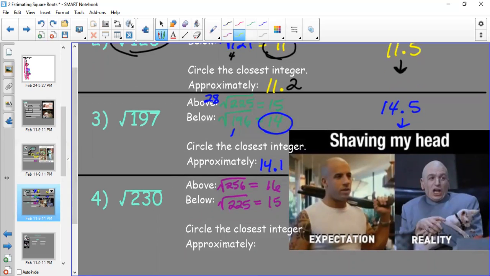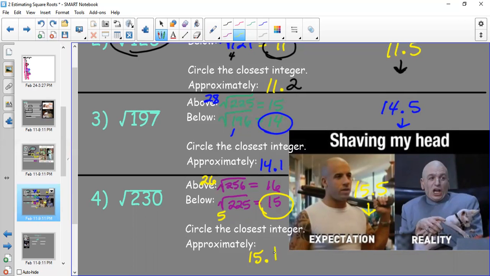225 versus 230, that is 5 away. 230 versus 256, that was 26 away. It's definitely closer to 15. So it's going to be 15 point something. And if I think halfway is 15.5, since it's closer to 15, it's got to be less than 15.5. It's pretty close to 15, so I would take a guess of 15, maybe 0.1 or 0.2.